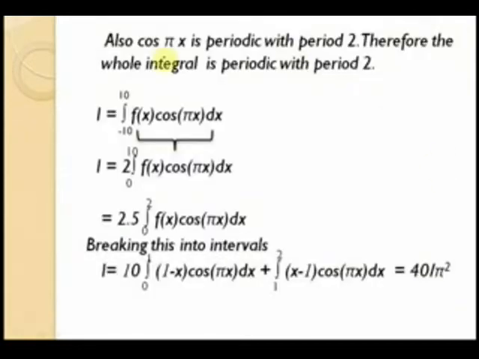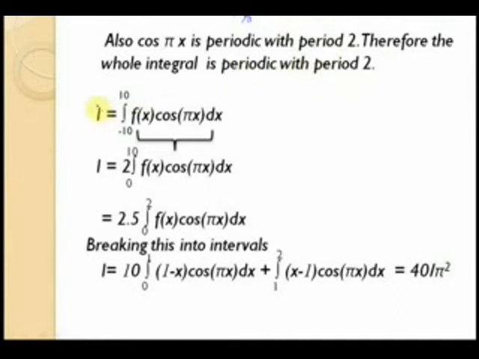Now let's look at cos of pi x. We know that cos of pi x is an even function and it is periodic with a period of 2 because 2 pi by pi is equal to 2. Hence cos of pi x is periodic with the period 2. And so we can say that the whole integrand, that is f(x) into cos of pi x, is an even function and is periodic with the period of 2.